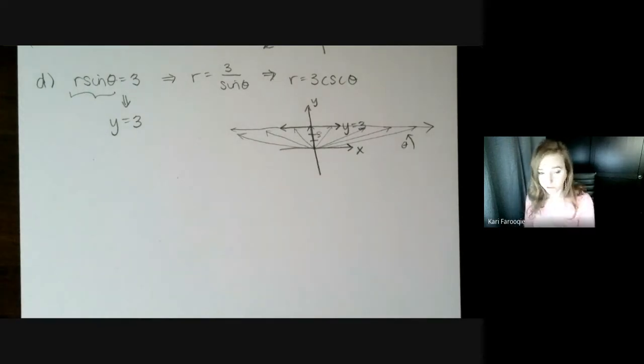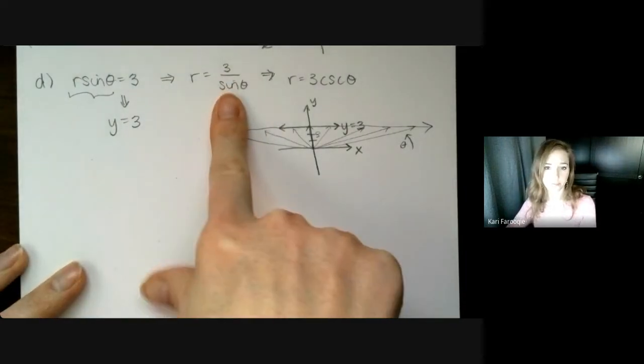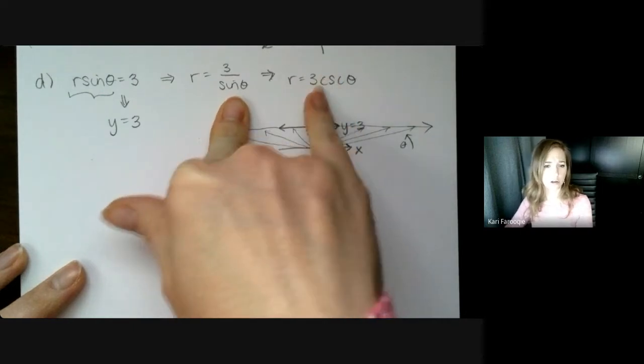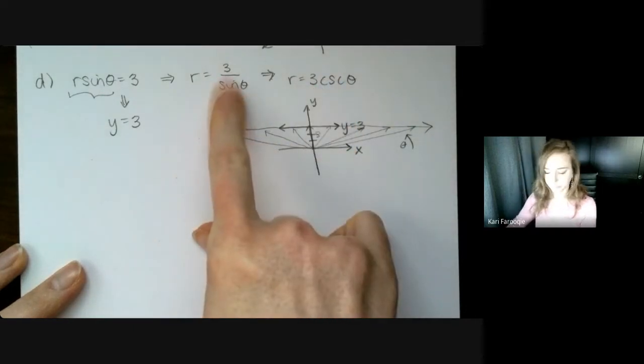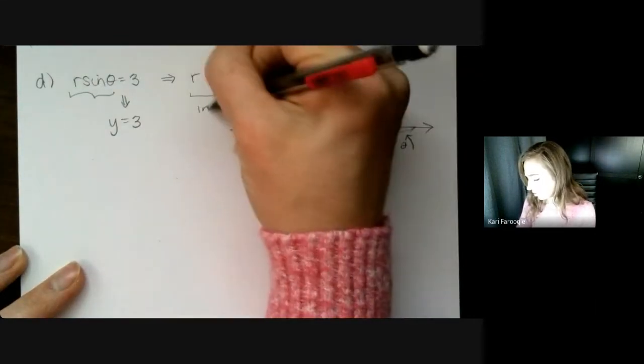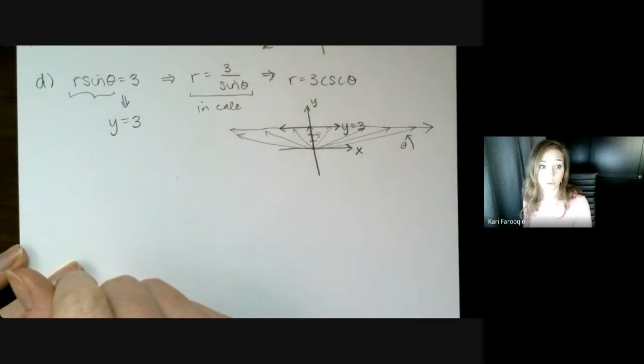If you wanted to graph this in your calculator, I would recommend doing 3 divided by sine theta. You don't have a button for that. It might exist in your catalog, but go with 3 over sine theta to graph in calculator. I feel like we've done enough of those, so I'm going to let that one be. But you know how to graph the rectangular form.